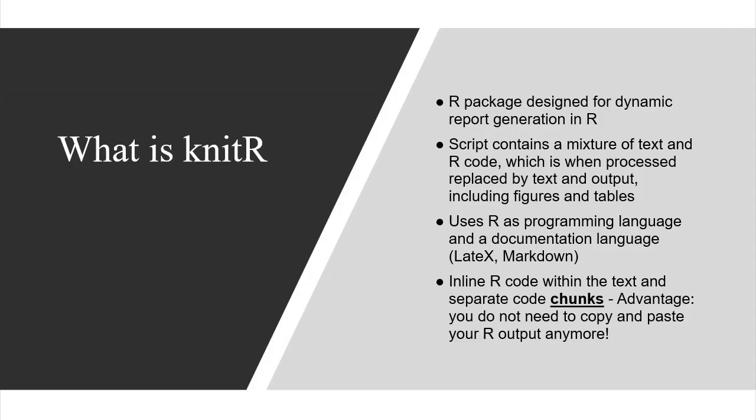Knitr is a package using which this R Markdown is created. The script contains a mixture of text and R code, which when processed, is replaced by text and output, includes figures and tables. Chunks are, you can say, certain lines of the code. Instead of executing a code line by line, you can execute a code chunk by chunk. And knitr basically executes this chunk.